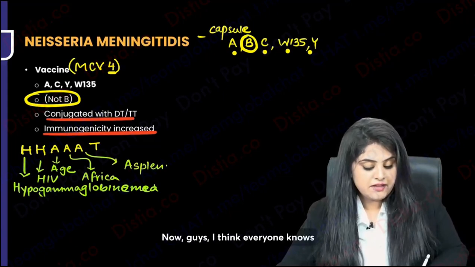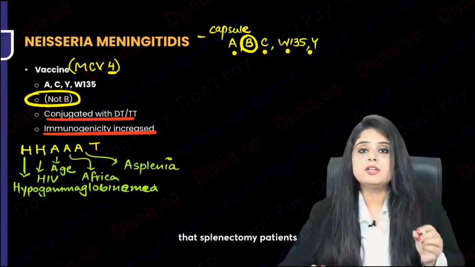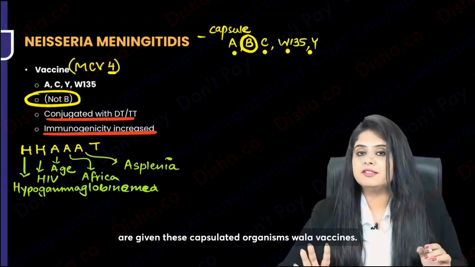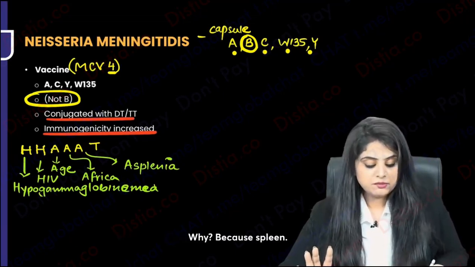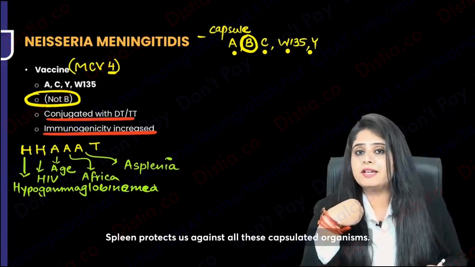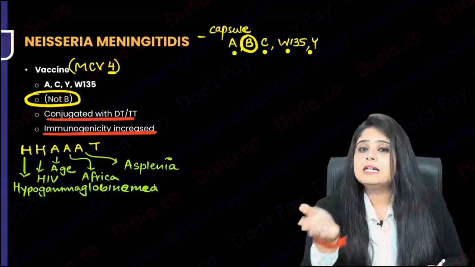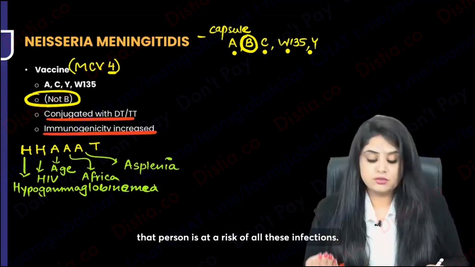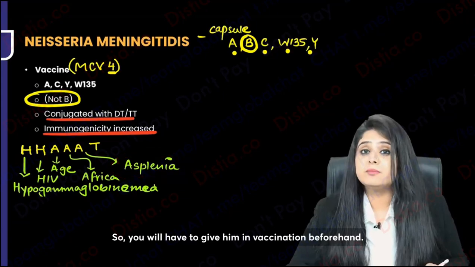Now guys, I think everyone knows that splenectomy patients are given these vaccines for capsulated organisms. Why? Because spleen, now let me go into physiology, spleen protects us against all these capsulated organisms. If someone's spleen is removed, that person is at a risk of all these infections. So you will have to give the vaccination beforehand.